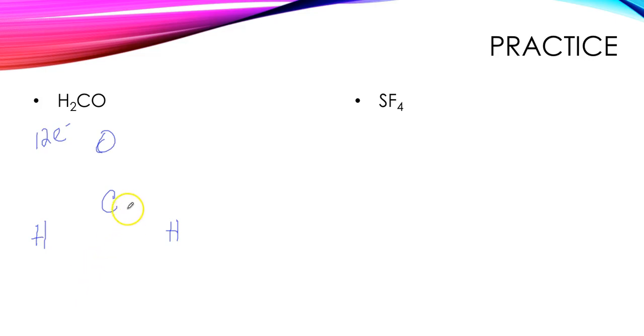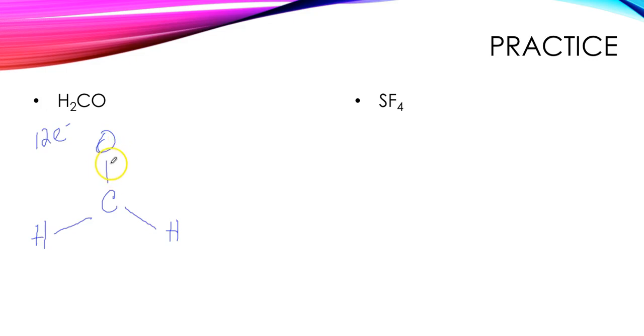So I can do a single bond between the carbon and the hydrogen. That's 2 electrons. Another single bond between the carbon and the other hydrogen. That's now a total of 4 electrons. If I do a single bond between the carbon and the oxygen, I've used a total of 6 electrons, but I'm looking at my carbon going, that doesn't have an octet. And if I also then put 6 electrons around the oxygen, I still don't have an octet.